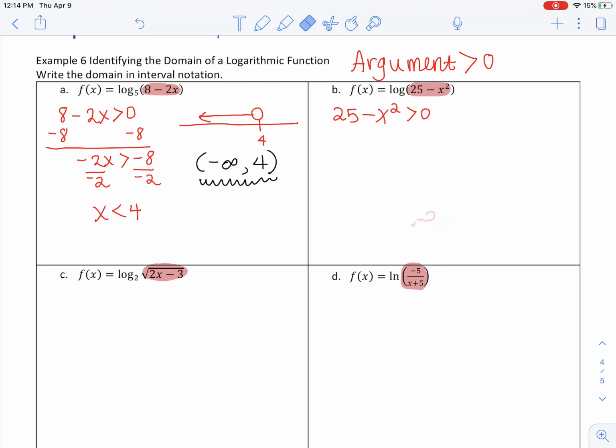Remember how you learned how to solve polynomial inequalities. Factor the left side. If you factor the left side, you will get 5 minus x and 5 plus x. Now, you need to find the boundary points. x equals 5 or x equals negative 5, right? And then what you have to do is plot them on a number line.